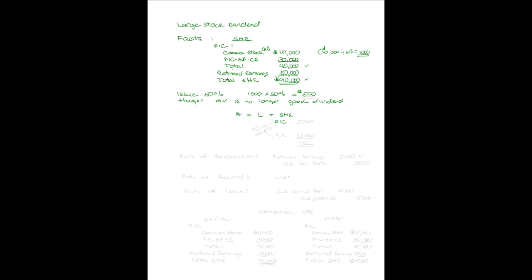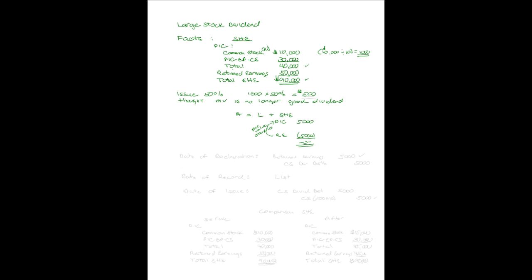We have two sections under stockholders' equity, paid-in capital and retained earnings. And on a large stock dividend, we move out of retained earnings into paid-in capital the par value of the stock. So in this case, 500 shares times $10 a share. So retained earnings should go down by 5,000, and the paid-in capital section should go up by 5,000, with the effect being no change to total stockholders' equity.